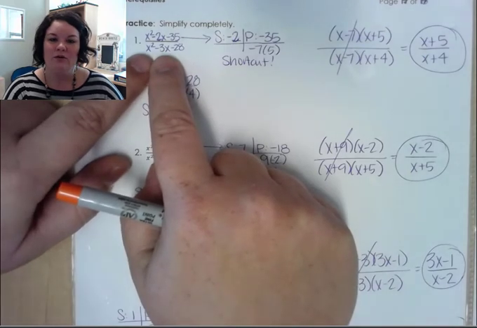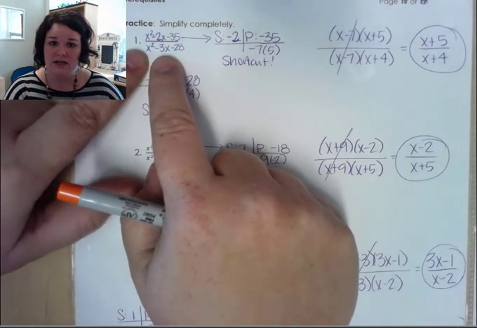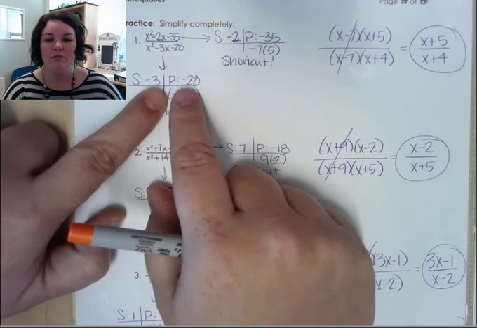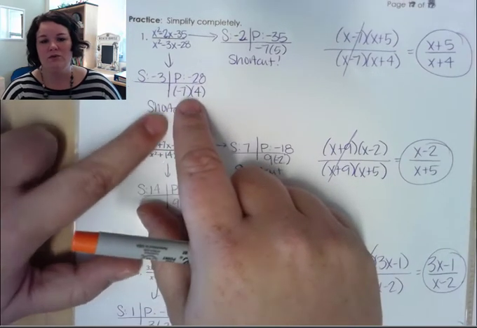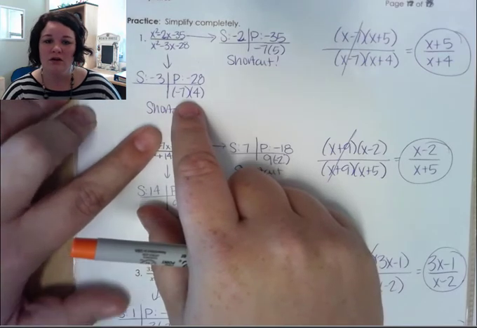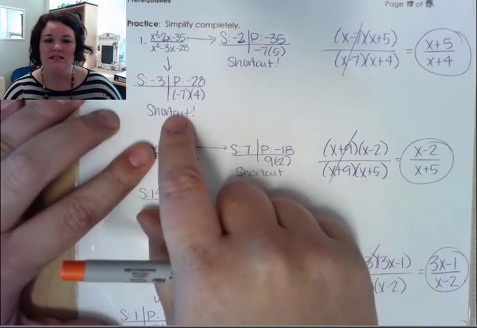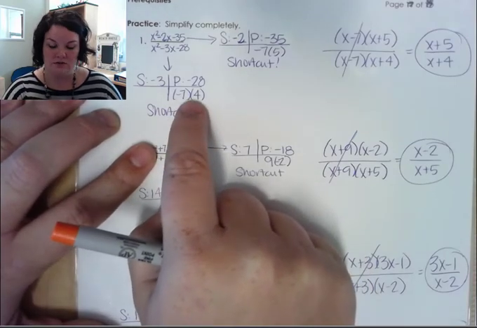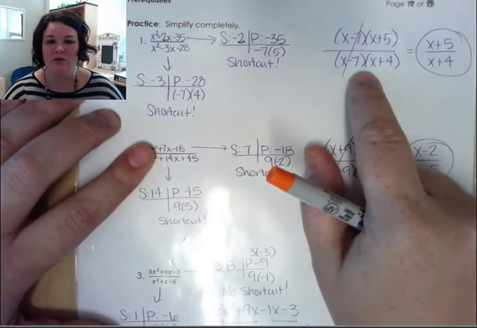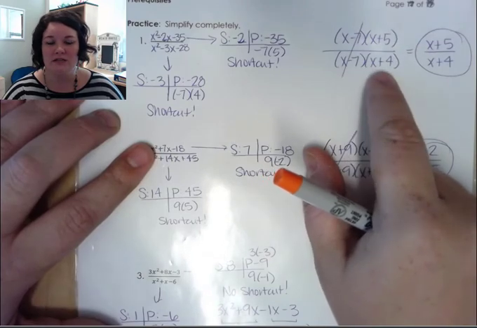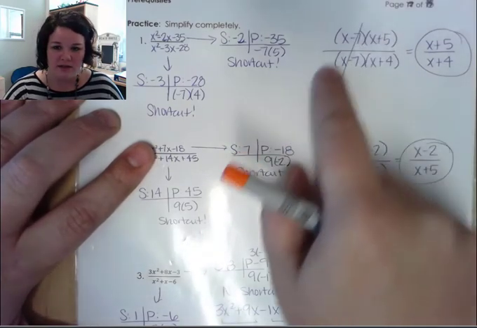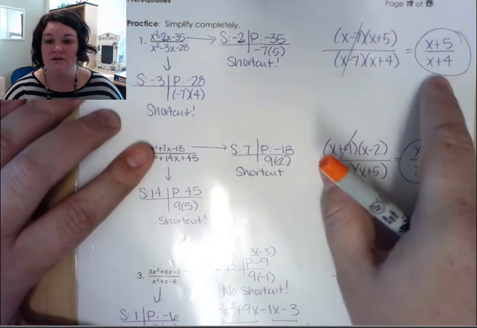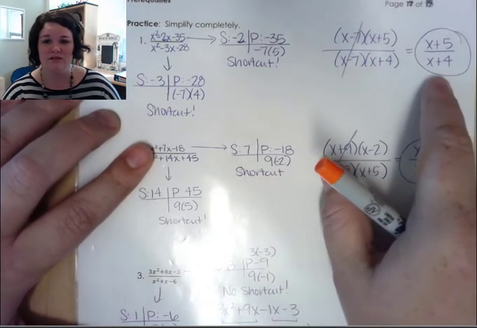Okay, I have a leading coefficient of 1, so I can use a shortcut again, but this time I need something that sums to -3 and multiplies to -28, which would be -7 and 4. Because my leading coefficient is still a 1, I can use my shortcut. So whatever numbers I got in my chart, those are the numbers I'm going to use in my factored quantities. So x minus 7 and x plus 4. Then I have the common factor on top and bottom, so I can cancel that out, and my solution should be x plus 5 over x plus 4.